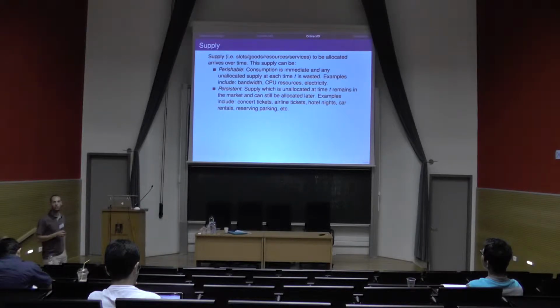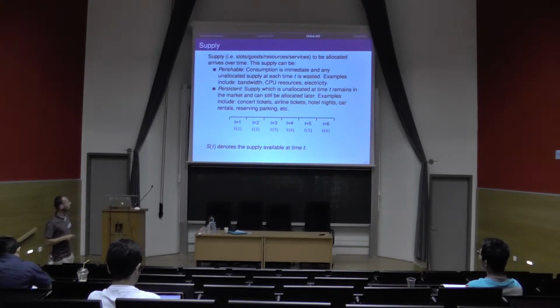Or you can have persistent goods, so the white goods that we talked about, but also, for example, if you're selling some kind of concert tickets. Concert tickets are also perishable in some sense, because obviously after the concert they're useless, but you can still allocate them at other time slots as well. So it's not necessarily that they expire immediately. Okay?